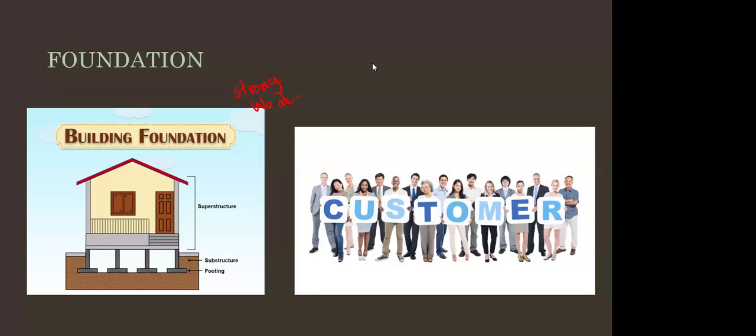Second star point. The foundation of a business is considered to be the customers. Full stop. The foundation of a business is considered to be what? Customers. Full stop. Continue with that.